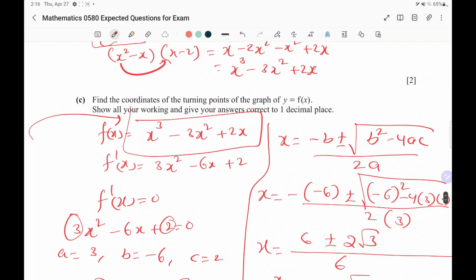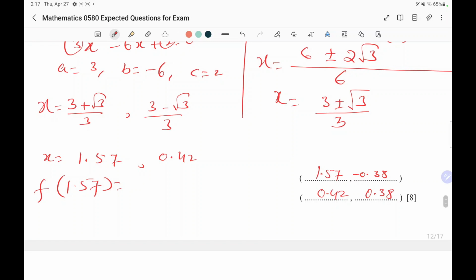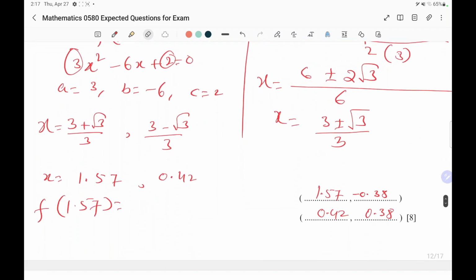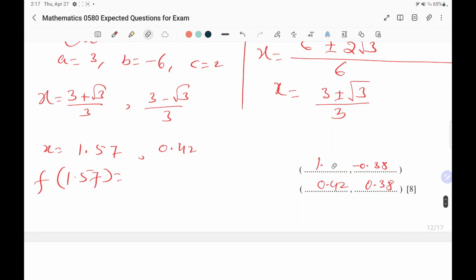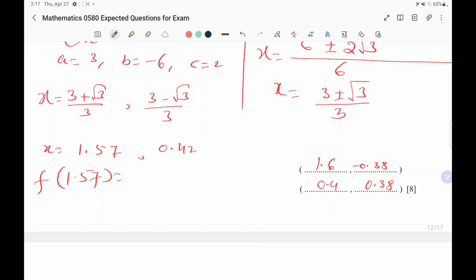Show all your working and give your answer to correct one decimal place. One minute. If it is 1 decimal place, then 1.57 should be 1.6. Right? It's clearly mentioned, guys, 1 decimal. So we have to write in 1 decimal. So it is 1.6. And 0.42 should be only 0.4. Okay? And then accordingly this will also change. So minus 0.38 will be minus 0.4, and 0.38 will be 0.4.